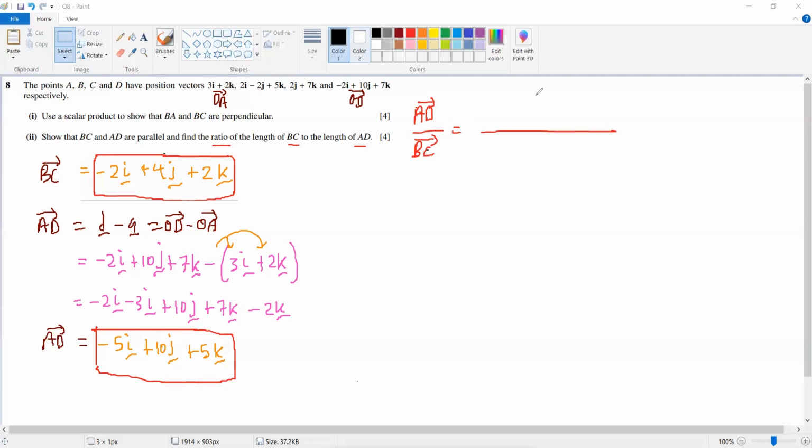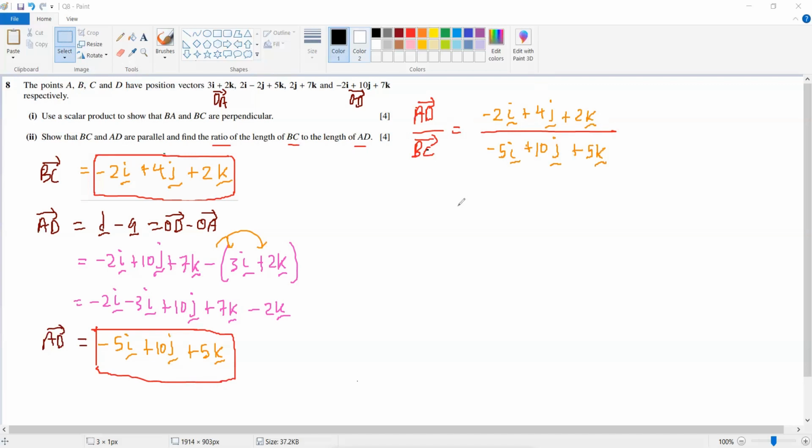Parallel means they have to have something in common, like everything must cancel out, and only a constant must be there. That's the vector way of proving parallel. At first glance, it doesn't look like there's anything common. Actually, the reason why is because both of them have a factor in common. I mean, sorry, both of them can be factorized.